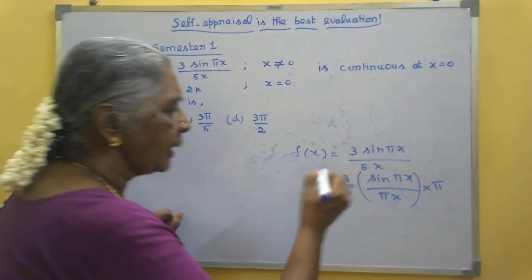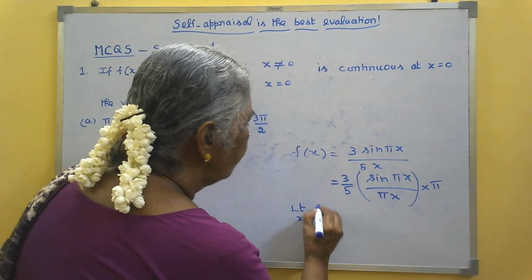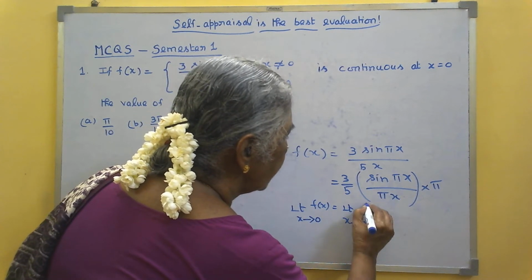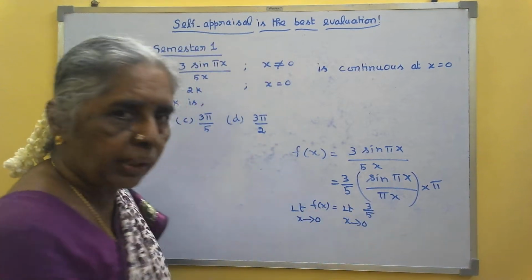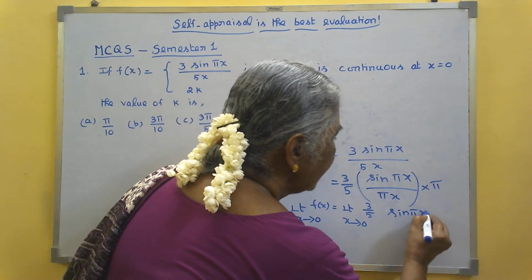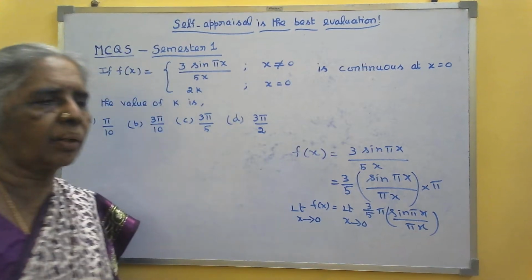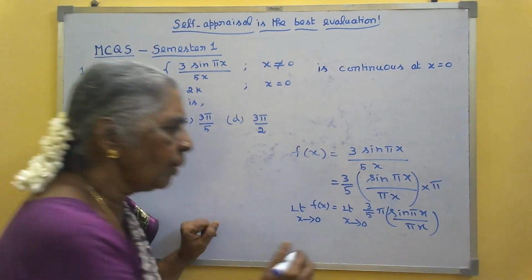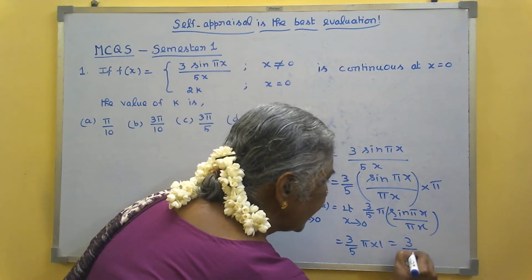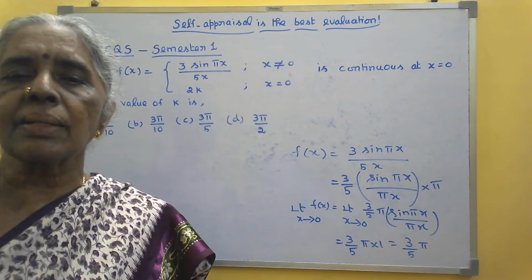So now let us take limits. So limit x tending to 0, f of x, that will be equal to limit x tending to 0, 3 by 5, you can write even outside the limit, nothing wrong. So, sin pi x by pi x. This pi is also a constant, so I will write here. You know this is 1. So, you will be actually getting 3 by 5 pi into 1, which is 3 by 5 pi. So, this is the LHL as well as your RHL.